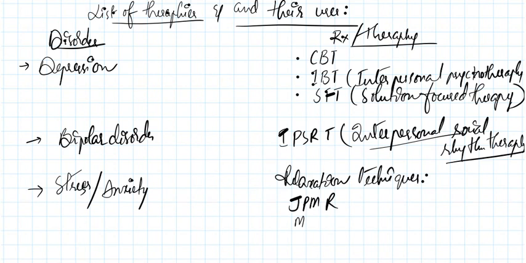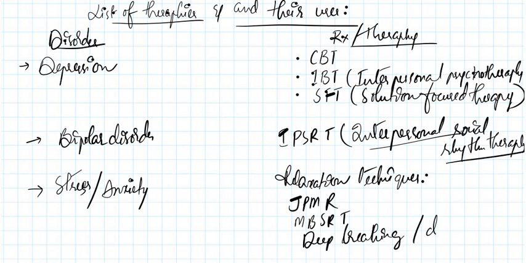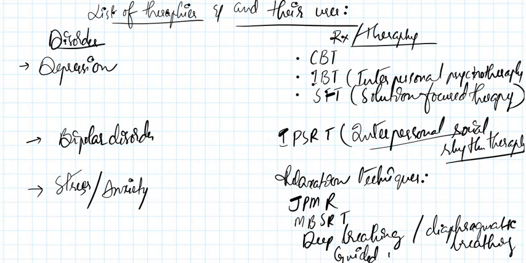Or you can also write it down, MBSRT. What is MBSRT? Mindfulness based stress reduction technique. Or sometimes you can also suggest the patient deep breathing or diaphragmatic breathing. Yes, sometimes diaphragmatic breathing can also be used for stress or anxiety reduction. And the final one is guided imagery. Right. So these are some of the relaxation therapies that you can give to a patient with a stress or anxiety complaint. Okay.